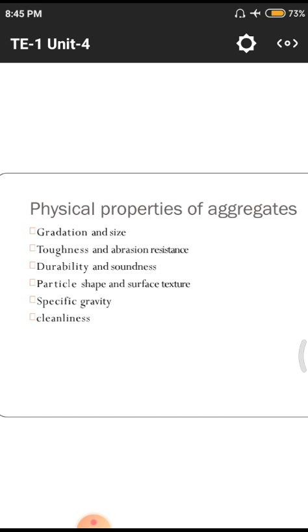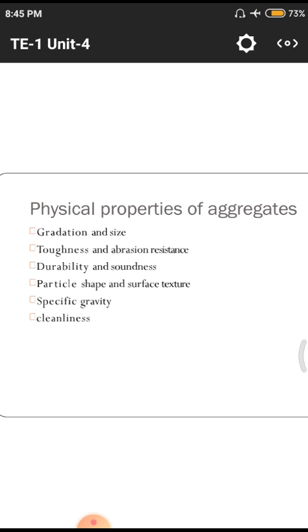After this lecture is over, I will explain the different tests conducted on the aggregates and their test procedures, how we have to do them, and those values also I will explain. Next thing is the toughness and abrasion resistance. Toughness means abrasion. Both come under one test.